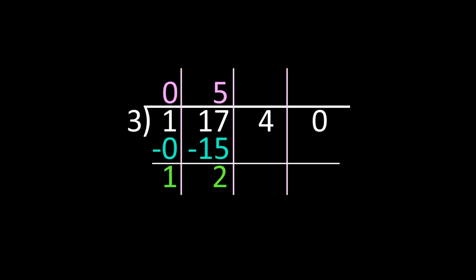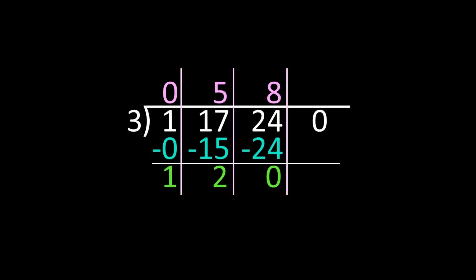And instead of bringing the 4 down, I'm going to bring the 2 up into the next section of my problem. So instead of 4, I'll have 24. And I start with division again. 24 divided by 3 is 8. 8 times 3 is 24. And 24 minus 24 is 0.